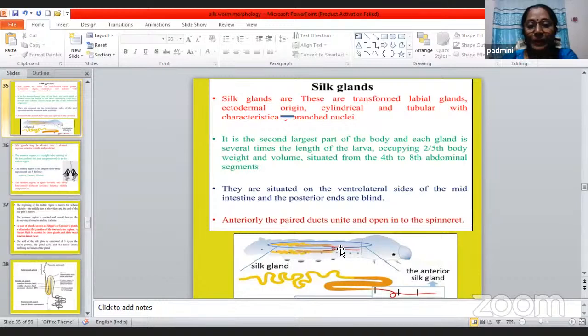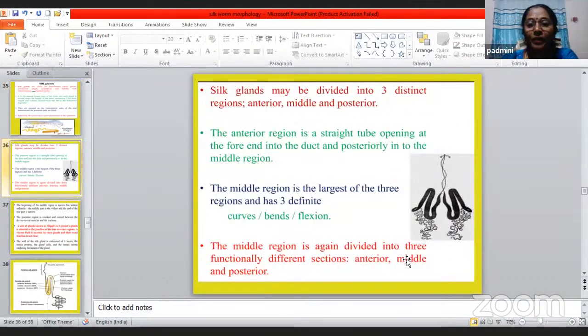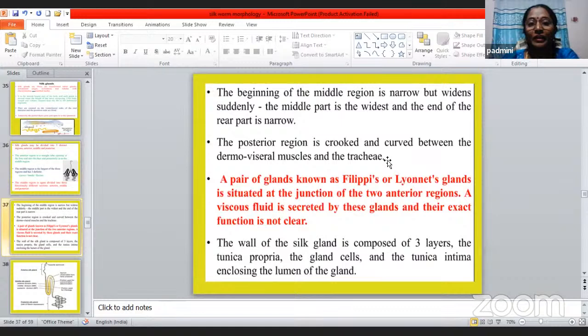Anteriorly, the paired ducts unite to form a spinneret, which helps in secretion. You can see they are divided into 3 parts: the anterior, the middle, and the posterior part. The anterior part opens into tube-like structures in the foregut. The middle part is the largest one, divided again into 3 regions: the anterior region, the middle region, and the posterior region. The beginning of the middle region is narrow. The posterior region is crooked and curved between the dermovisceral muscles.